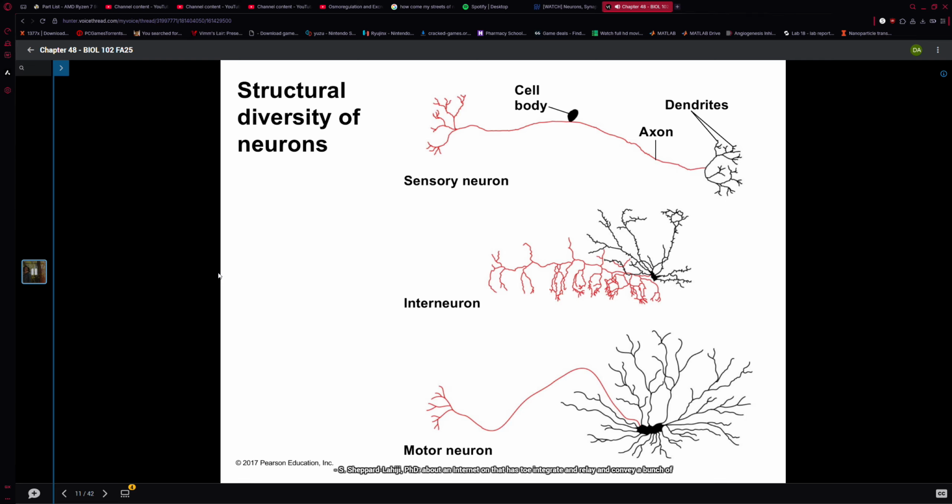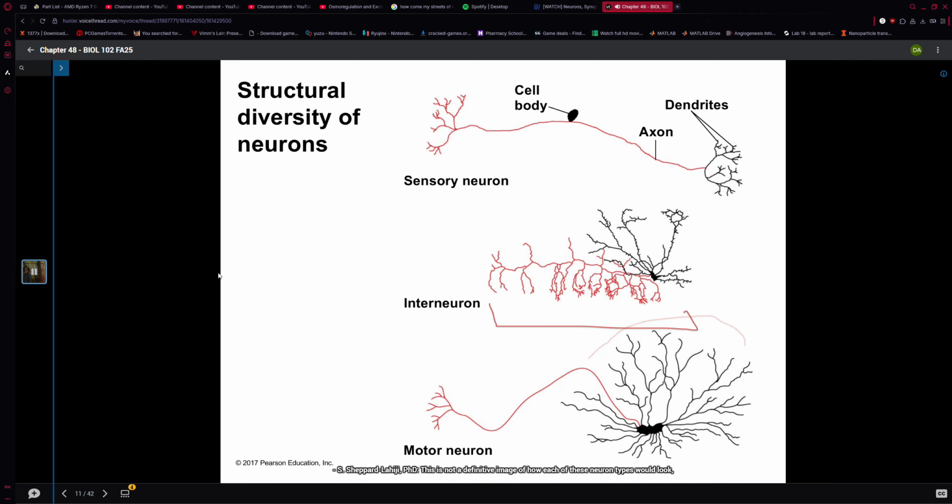So in thinking about an interneuron that has to integrate and relay and convey a bunch of information that it's received from a sensory neuron, there is a ton of extensive branching that's taking place with respect to axons and those resulting synaptic terminals. Whereas the motor neuron, if we think about the relationship between the interneuron and the motor neuron, has a really extensive amount of dendrites, which would allow it to receive a bunch of information from these synaptic ends that are seen in the interneuron. So just think about the interplay between these different neuron types.